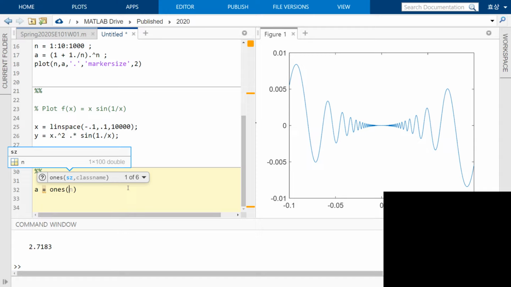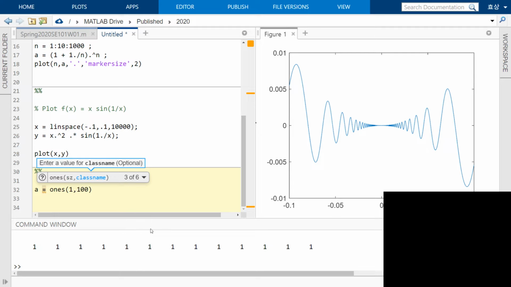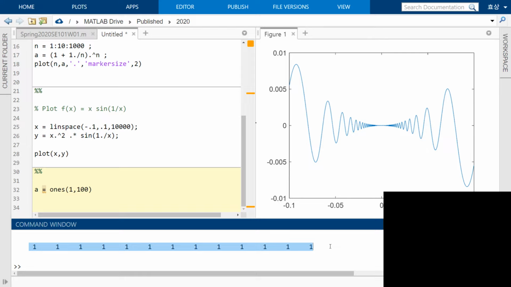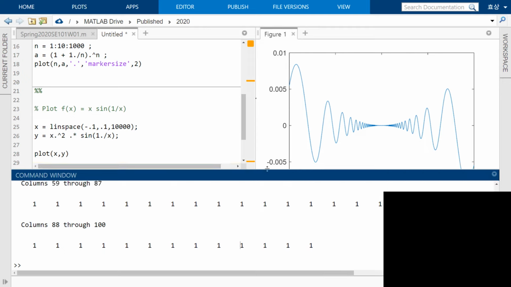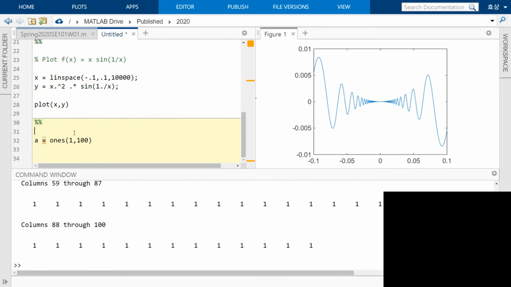So ones is a command that creates a matrix with entries of 1, so the entire array consists of ones. Suppose you write ones(1, 100). You create a 1 by 100 array of ones, so all the entries are 1. So you see all the ones here. Now what happens when I put another size here? 1 means the number of rows and 100 means the number of columns.